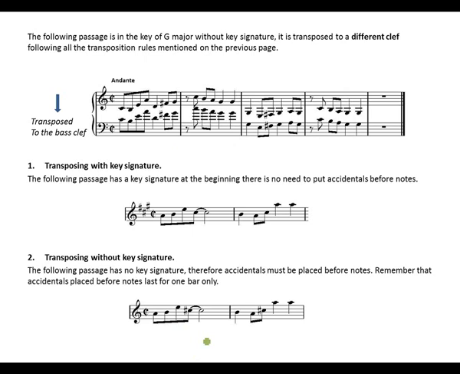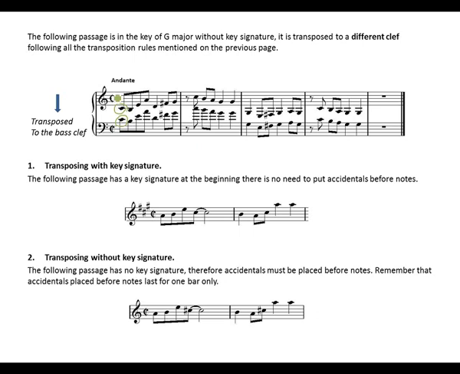The following passage is in the key of G major without key signature. It is transposed to a different clef following the transposition rules mentioned on the previous page. So the following passage is in the key of G major, even though it doesn't start on G, but it's been transposed into a different clef. The first note is the middle C. Since the middle Cs are the same, we'll keep the same middle C also in the bass clef. The clef has been changed to a bass clef.